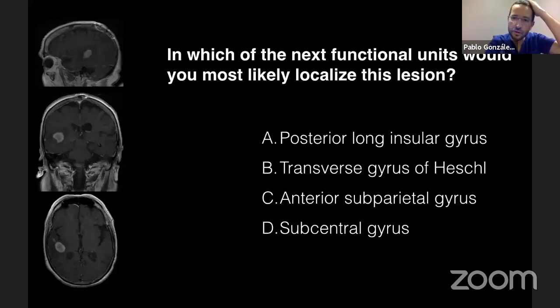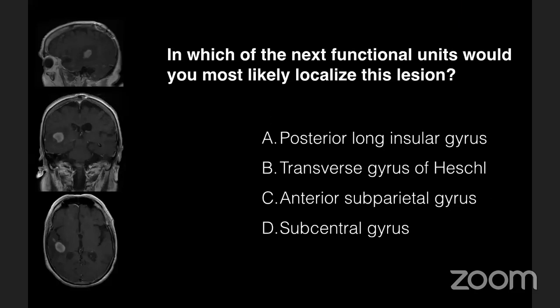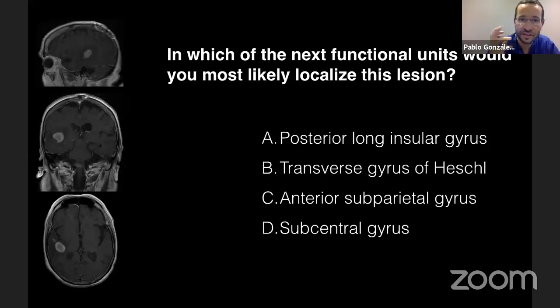So posterior long insular gyrus. Transverse. Someone says transverse gyrus. Anterior sub-opercular, or you said the correct answer. It's transverse gyrus of Heschl, and the symptoms are very clear. Auditory hallucinations, which is something quite uncommon, but this patient was very special.